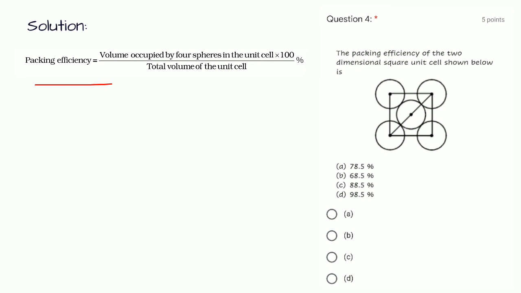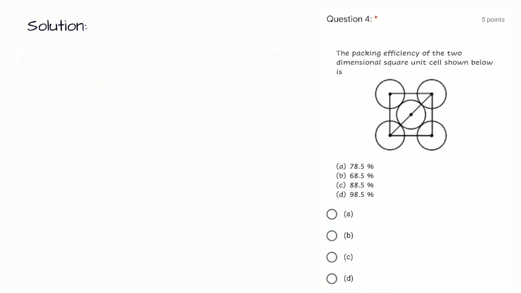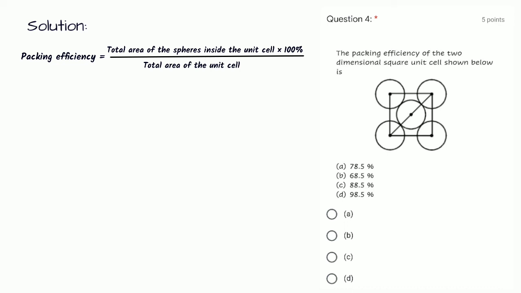The packing efficiency for a 2-dimensional unit cell will be the total area of the spheres present inside that 2-dimensional unit cell divided by the total area of the 2-dimensional unit cell, because this is 2-dimensional, so only area is possible, not volume. We cannot get volume of a 2-dimensional thing, and we have to multiply by 100 to get the efficiency in terms of percentage. By using this equation we can solve this problem.